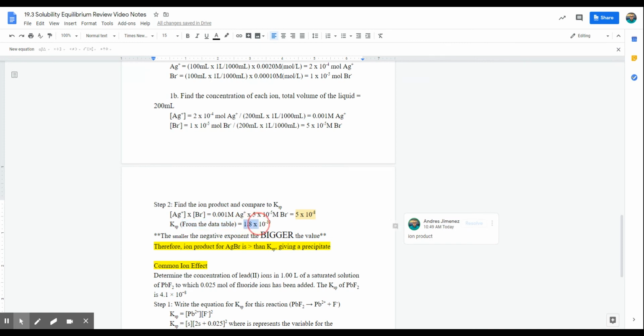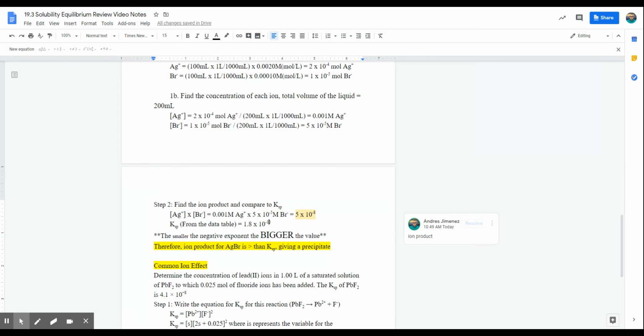You'll find that it's 1.8 times 10 to the negative 10. So one thing to note, and I wrote it here because sometimes we forget our math, a smaller negative value when it's in the exponent, so negative 8 versus negative 10, right?